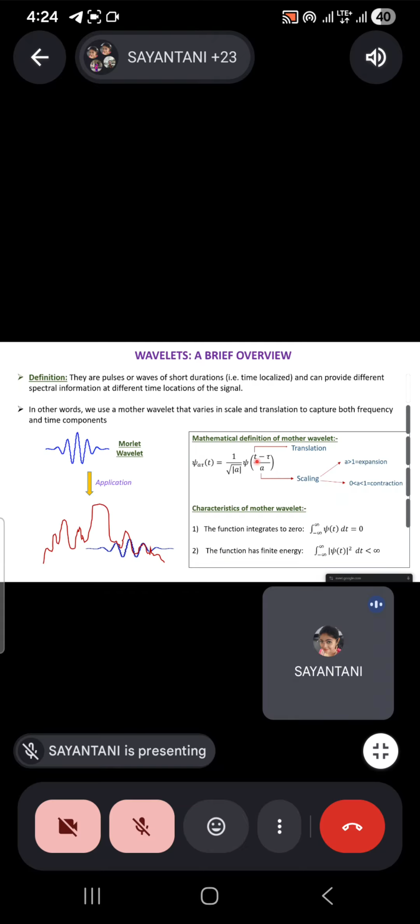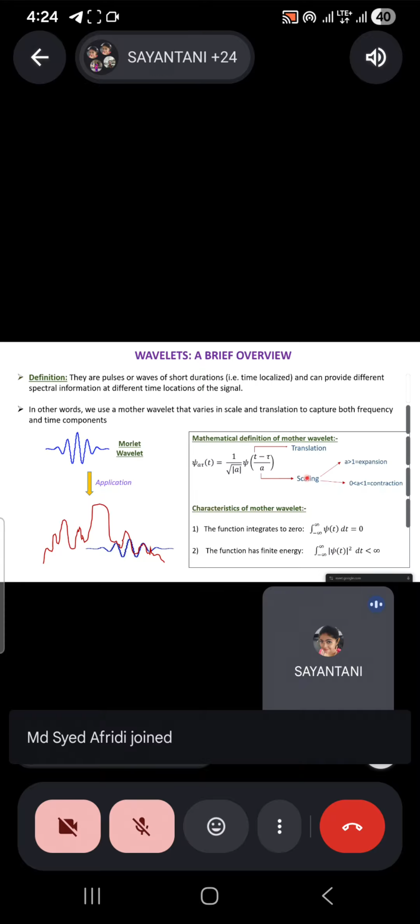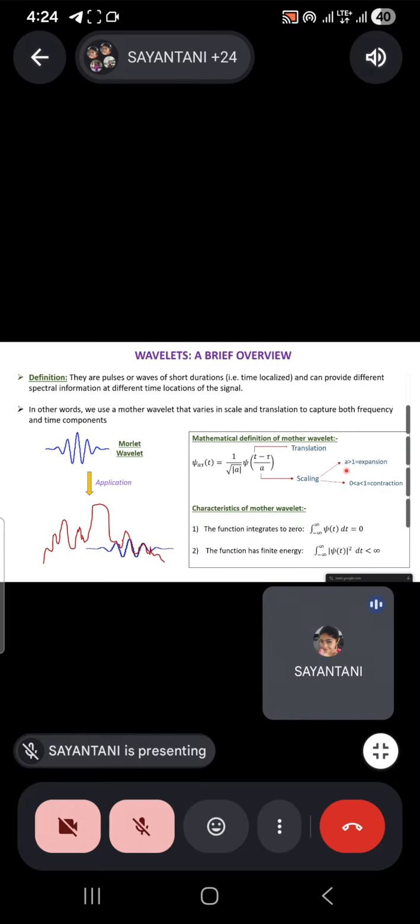Mathematically, the definition of a mother wavelet is provided over here. The T part, this top portion, is your translation part, because you can move the wavelet from left to right or right to left. And this A part is basically scaling. Scaling means you can either shrink the wavelet or expand the wavelet as per your needs. If A is greater than 1, it refers to expansion. And if you vary the A value between 0 and 1, it refers to contraction. So you have a translational motion of your mother wavelet, and you can also scale the wavelets, that is, shrink them or expand them as per your needs.